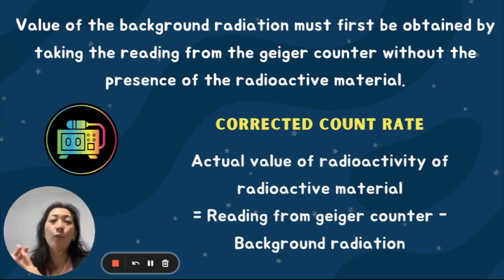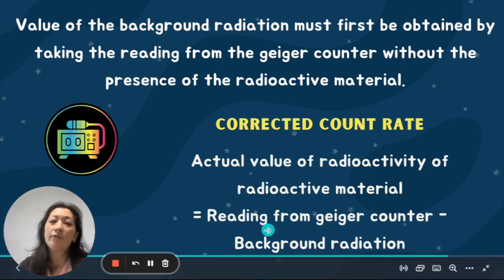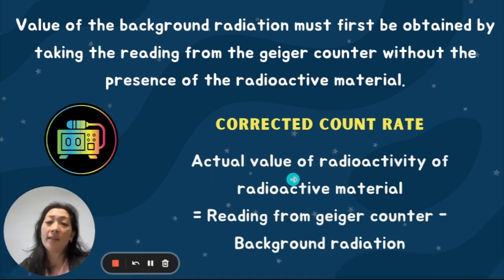So we need to take the value of the background radiation of that location first, then take the reading of that radioactive material, and then that reading needs to minus the background radiation. So when you minus the background radiation, that will be the actual value of radioactivity of that radioactive material only. And that's the corrected count rate.